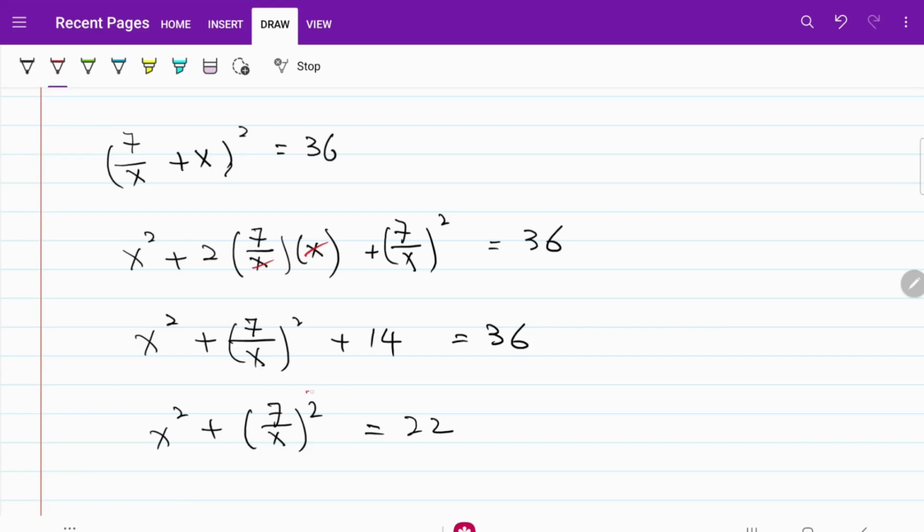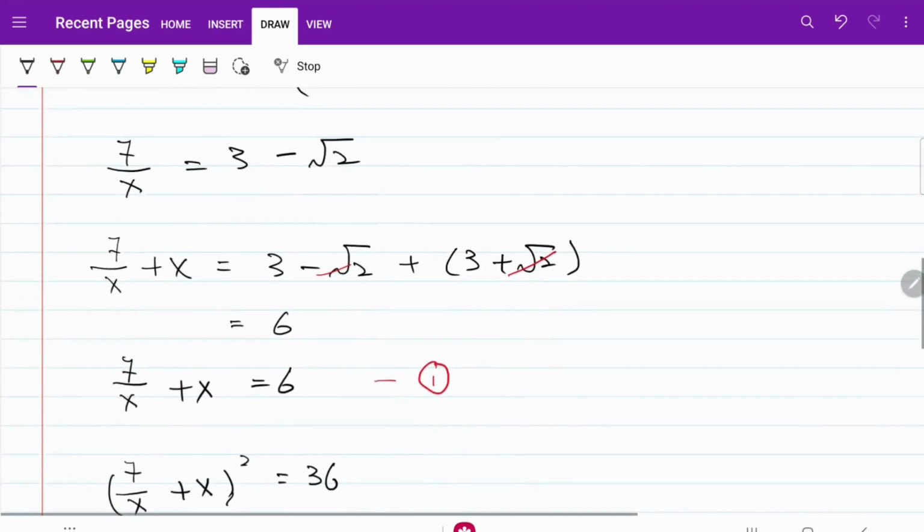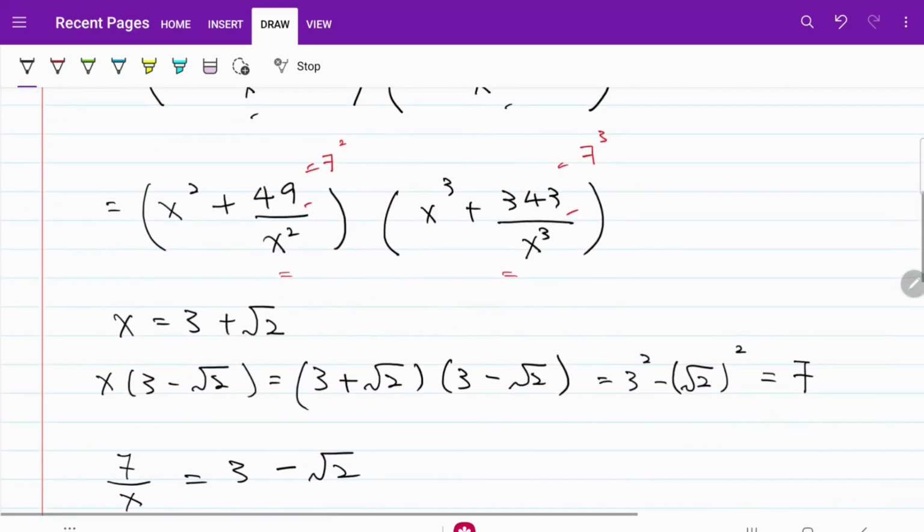And keep in mind, 7 squared is equal to 49. In other words, what I have is x squared plus 49 over x squared is equal to 22. And just like that, we have just resolved the first bracket. The value of this first bracket is equal to 22.